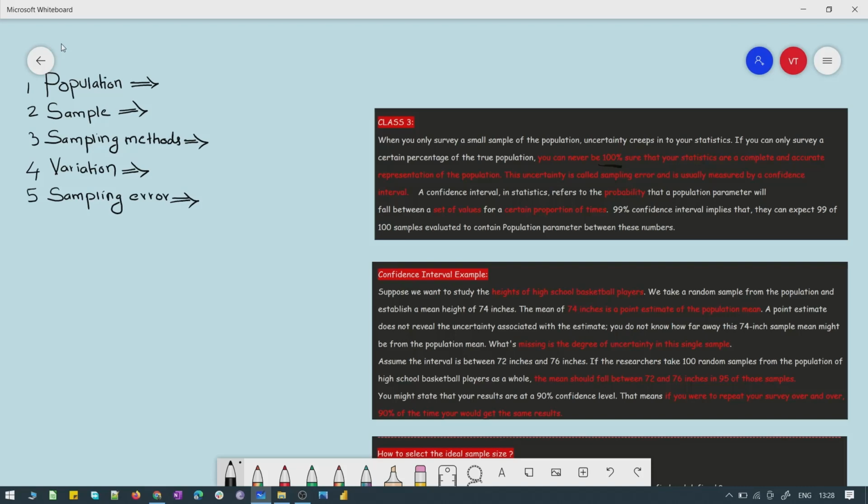We also covered sampling methods, variation, and sampling error. Today, in this class, we will discuss more on the sampling error, and then we will cover confidence interval, and then we will also look at the ideal method to determine the sample size.